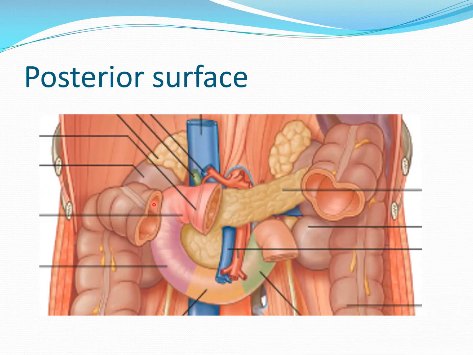Now posterior relation. So posterior relation, there is the aorta with the origin of the superior mesenteric artery, left crus of the diaphragm, left suprarenal gland, left kidney, left renal vessels, and the splenic vein. Anteriorly, it is concave and directed upward. It is covered by the peritoneum and is related to the lesser sac and to the stomach. So these are the posterior relations of the body of the pancreas.